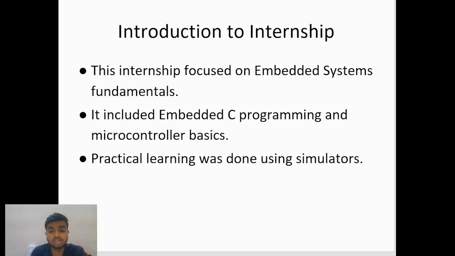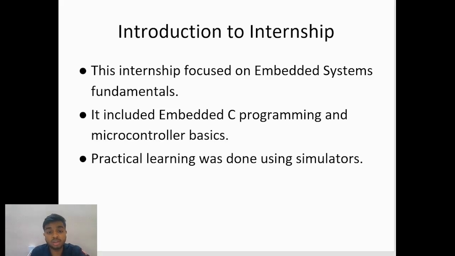Introduction to internship. This internship was focused on building a strong fundamental in embedded systems. We started with C programming, which is the core language used in embedded applications. Gradually, we moved on to understanding microcontrollers and how software interacts with hardware. The internship followed a hands-on approach where concepts were implemented using a simulator. This practical learning helped us clearly understand real-time system behavior.